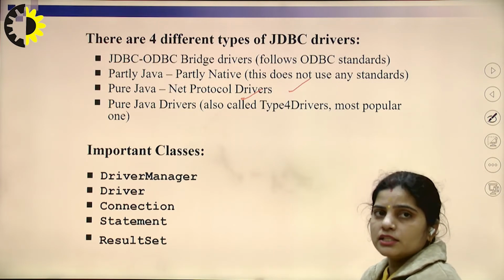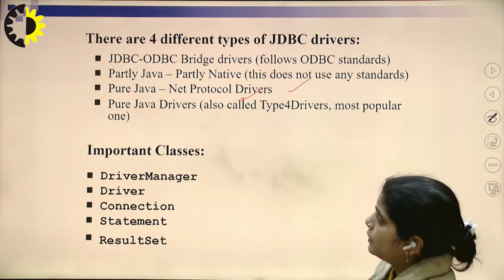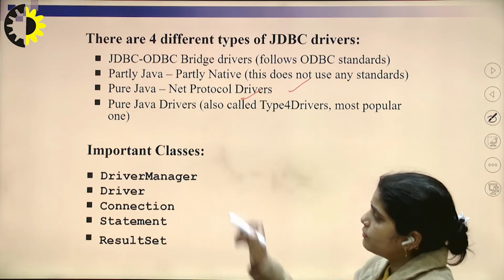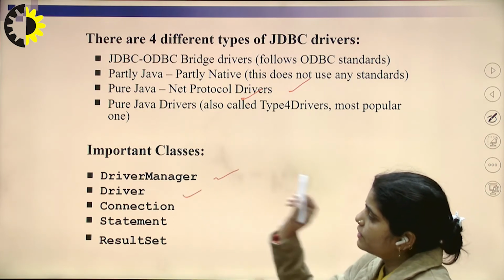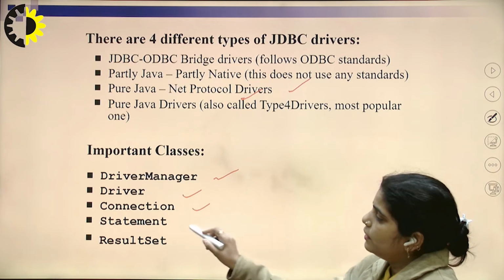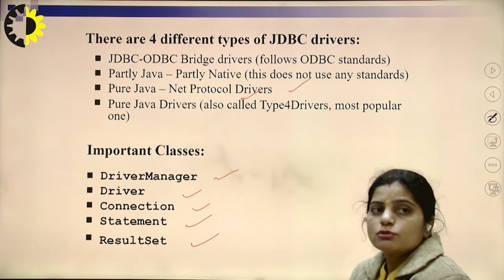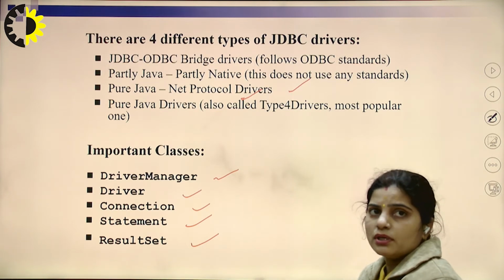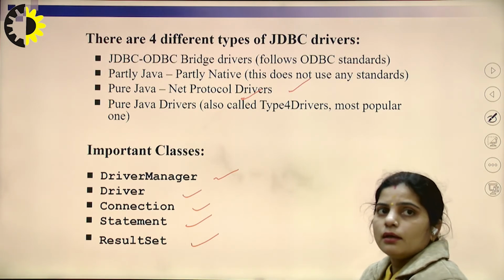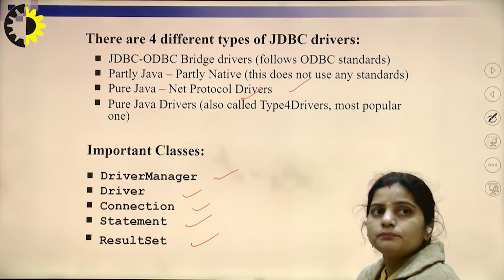Basically in JDBC connectivity there are some important classes. First one is DriverManager, second one is Driver, third one is Connection, the next one is Statement, and the last one is ResultSet. So these classes play a very important role in establishing the connectivity with the database.